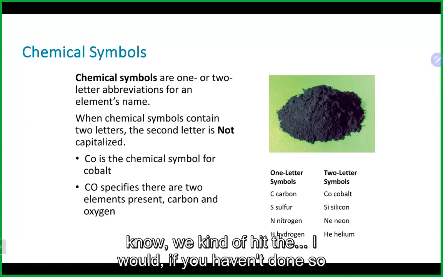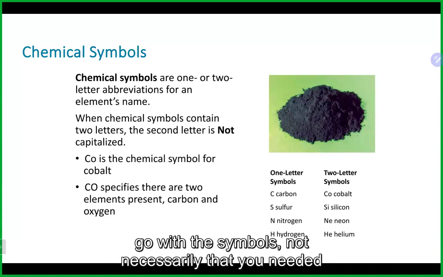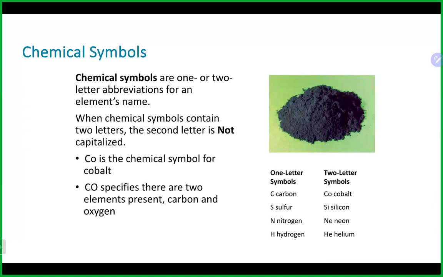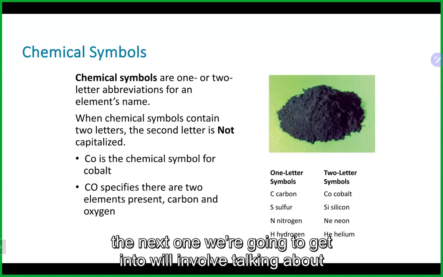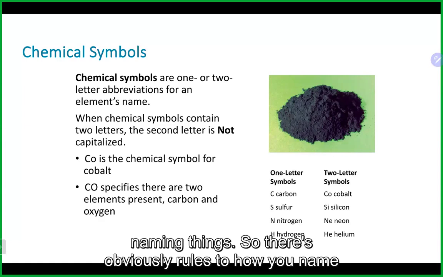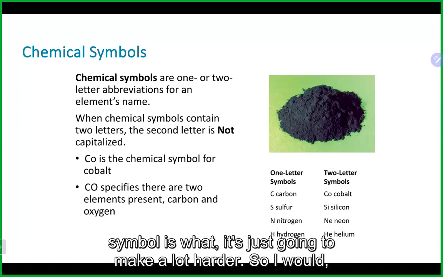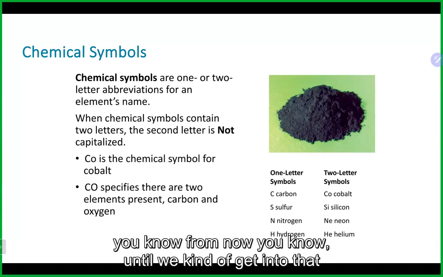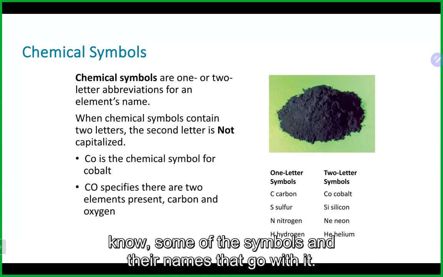If you haven't done so already, I would start really taking a look at the names that go with the symbols. Not necessarily that you need it extremely a lot in this particular chapter per se, but the next one we're going to get into will involve talking about naming things. So there's obviously rules to how you name everything. And if you're still trying to figure out what symbol is what, it's just going to make it a lot harder. So from now until we get into that next chapter, I definitely would try to get some handle on some of the symbols and their names that go with it.